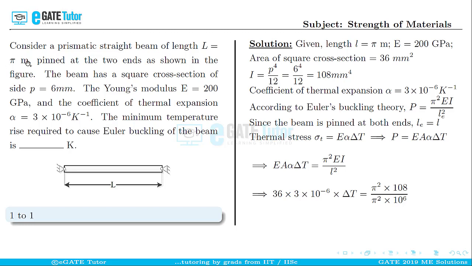Since L is given as pi meter, converting that into mm will give us pi into 10 power 3 mm, and square of that. So simplifying this will give us the minimum temperature change required to cause Euler buckling of the beam to be 1 Kelvin.